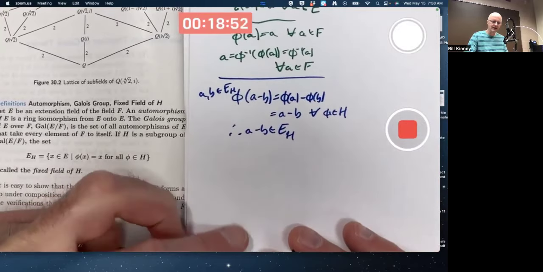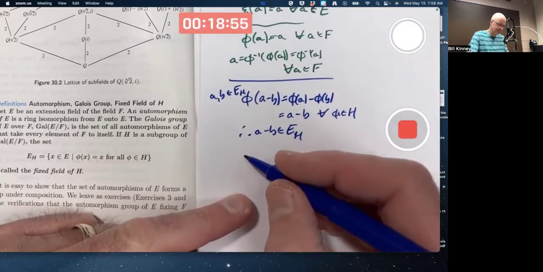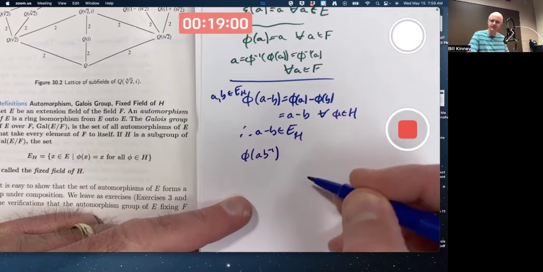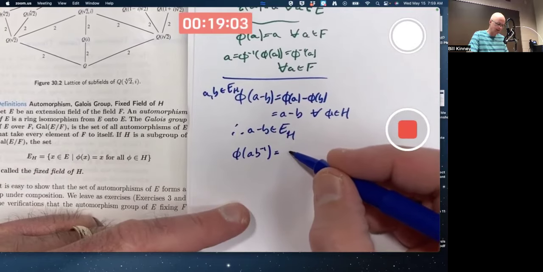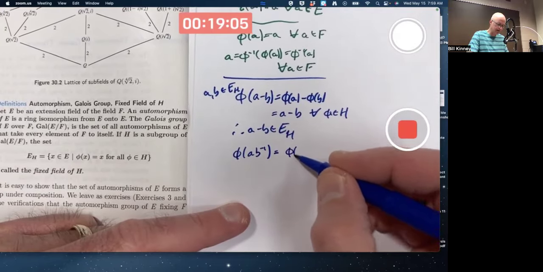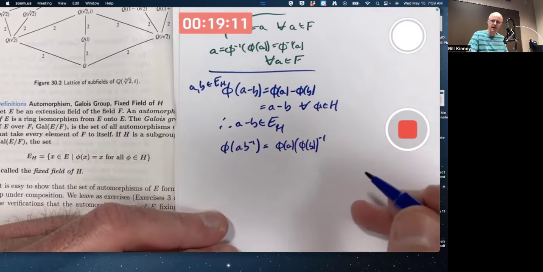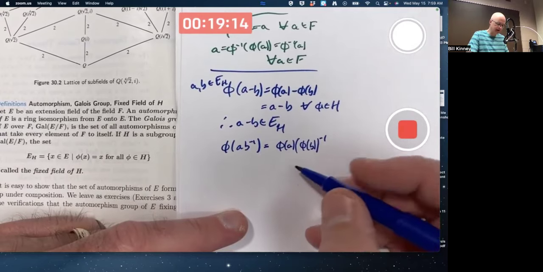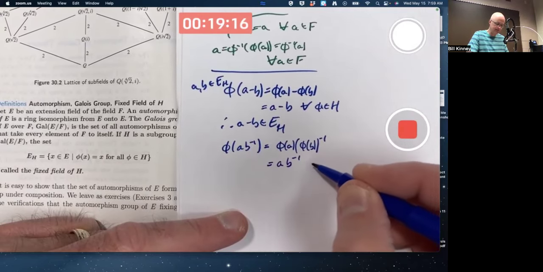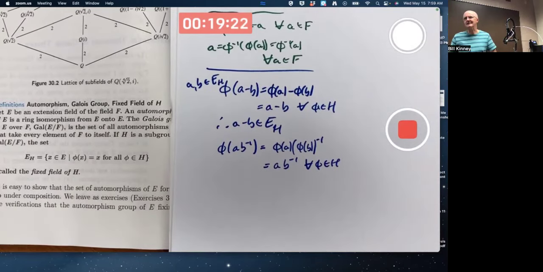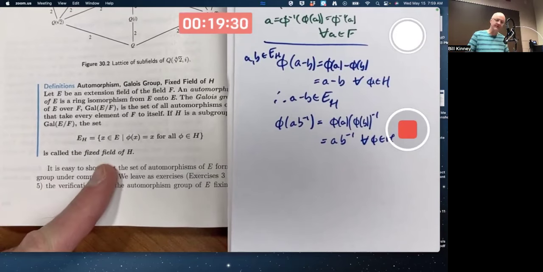How about inverses, or more generally, products of this form, say A, B inverse? Once again, use the operation preserving property. This is ultimately phi of A times phi of B inverse. If I assume A and B are fixed by elements of H, that's going to be A, B inverse. So there's nothing too much to prove, but technically it does take short proofs to verify EH is a field.